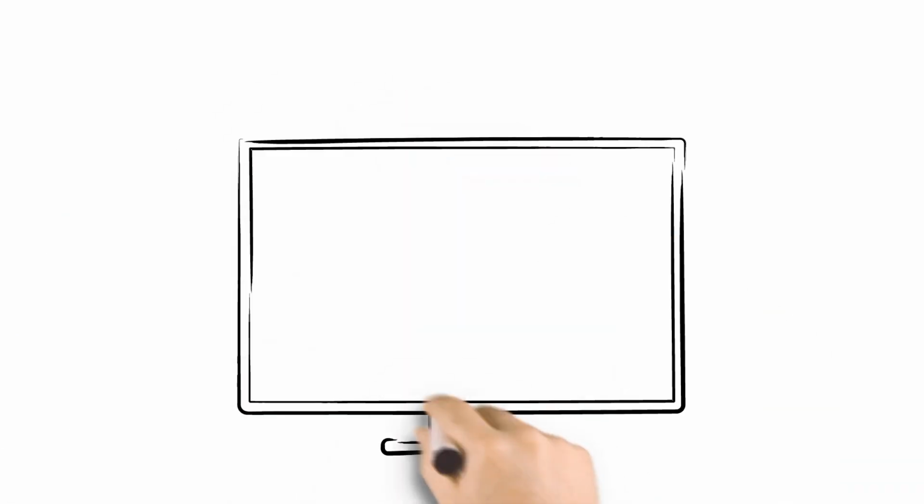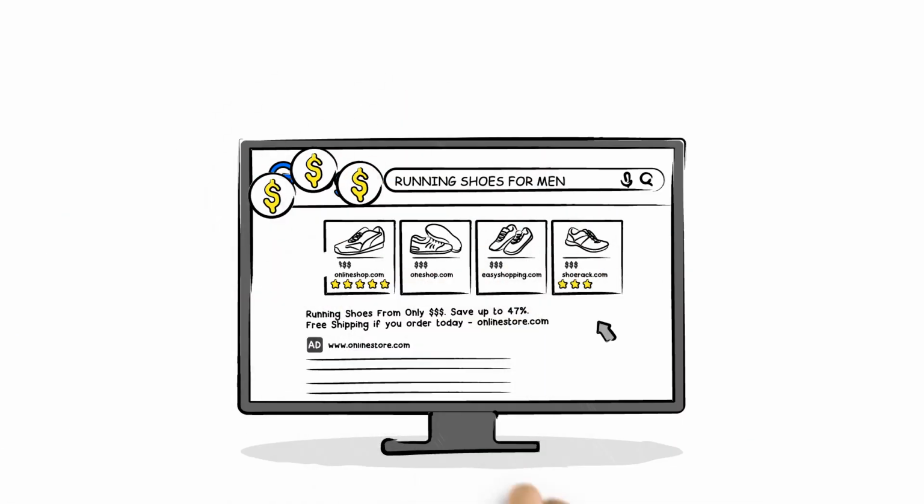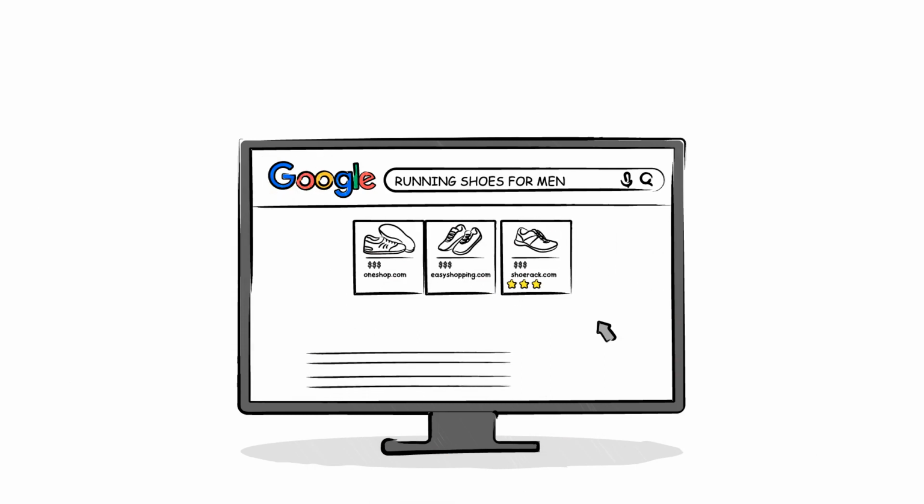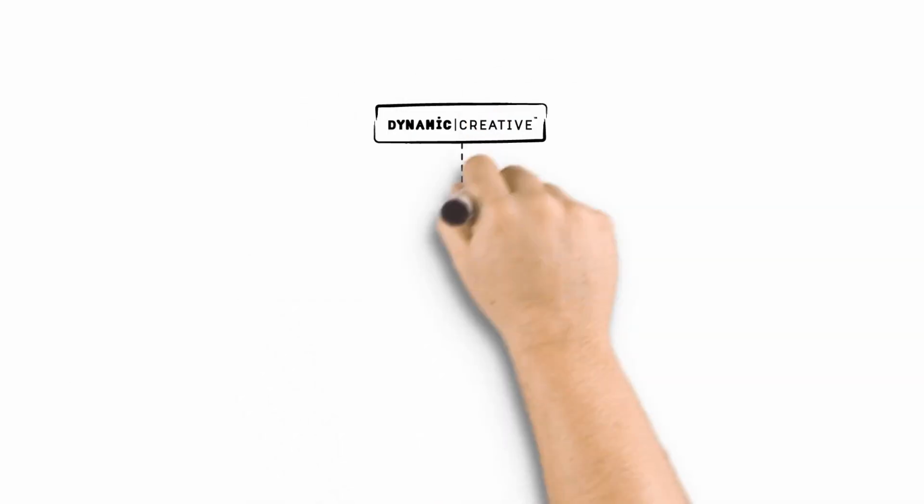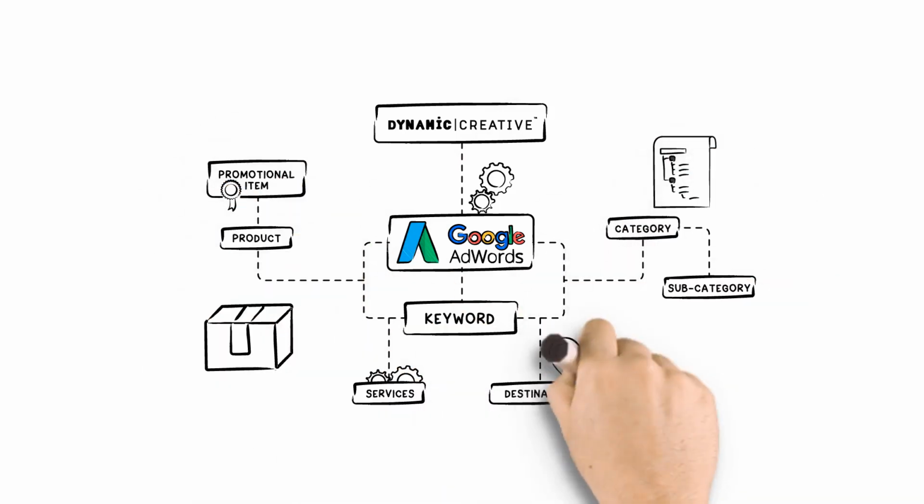Ads for unavailable products and categories are automatically turned off, so you don't waste money advertising products you don't have in stock. That's what makes dynamic creative different from the rest.